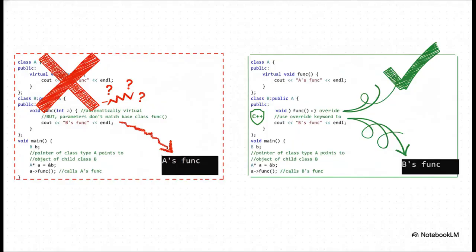Now here's a classic trap that gets everybody at some point. On the left, a developer tried to override the function in class B, but they accidentally gave it a parameter. This silently breaks the virtual connection. To stop this from happening, modern C++ gives us the override keyword, like you see on the right. This tells the compiler, hey, my intention here is to override a function from the base class. If you mess up the signature, the compiler will throw an error, saving you from a massive headache down the line.